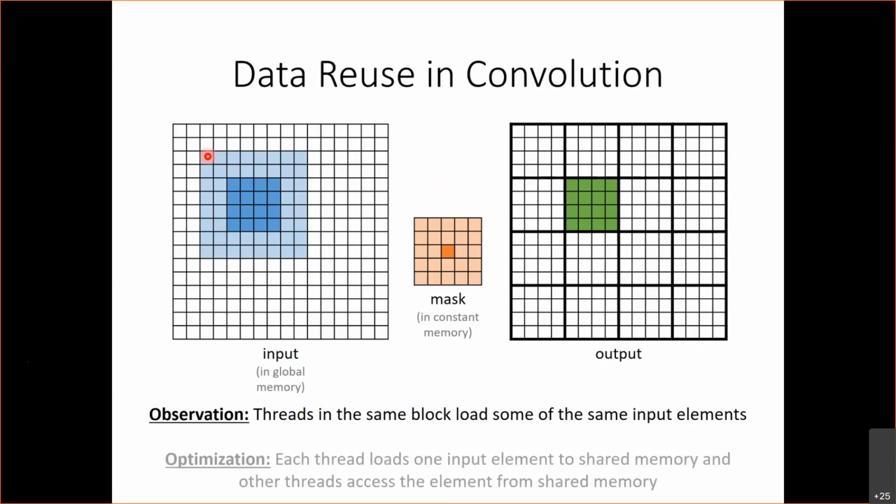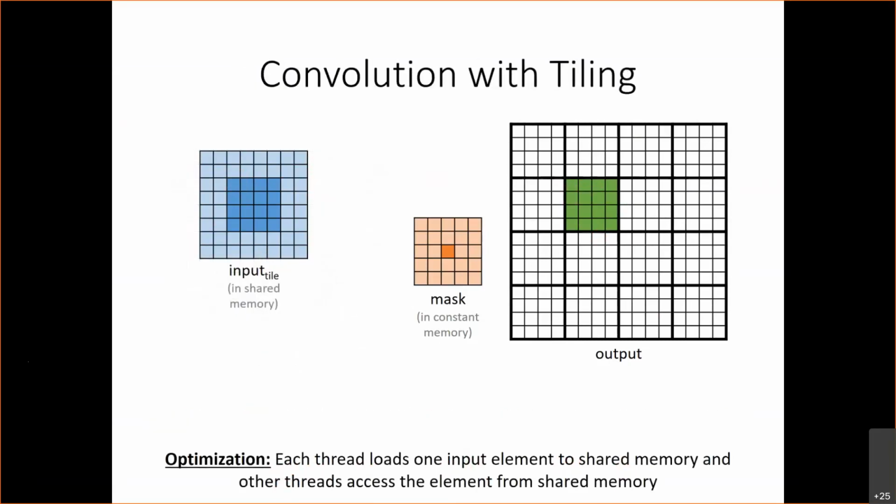Okay, so an optimization that we could do is we can have each thread load one element of the input into shared memory so that the other threads can access it. So rather than having this thread load this element, and then this thread also load this element, and then this thread also load this element, we can simply have all the threads load this input tile into shared memory. So each thread loads one element. Okay, and then we can have these threads loop over the mask and loop over the input tile in shared memory and do the convolution operation. Okay, is that clear? Any questions about this?